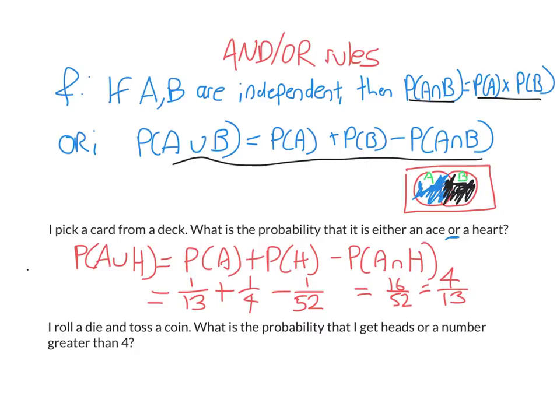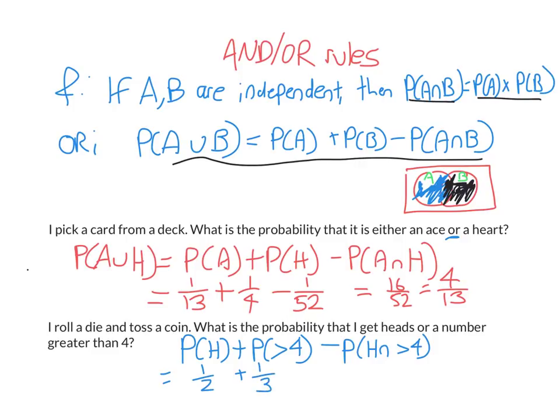So it would be the probability that I get heads plus the probability I get a number greater than 4 minus the probability that both of those things happen. So the probability I get heads is just half. Probability of a number greater than 4 on the die, so I can get 5 or 6. 2 possible outcomes out of 6. 2 out of 6 is a third.